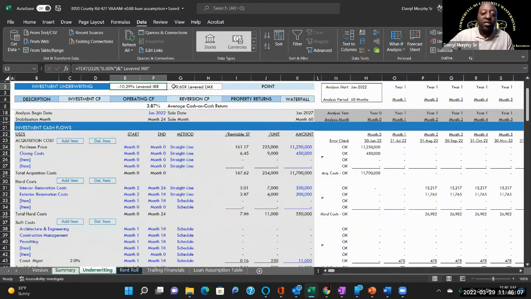Now, don't look at these numbers here. I already know that's not good numbers. This is not about the numbers. This is about the steps. So let's say 11.25 is what they're asking. So what information do you need to complete this loan assumption?